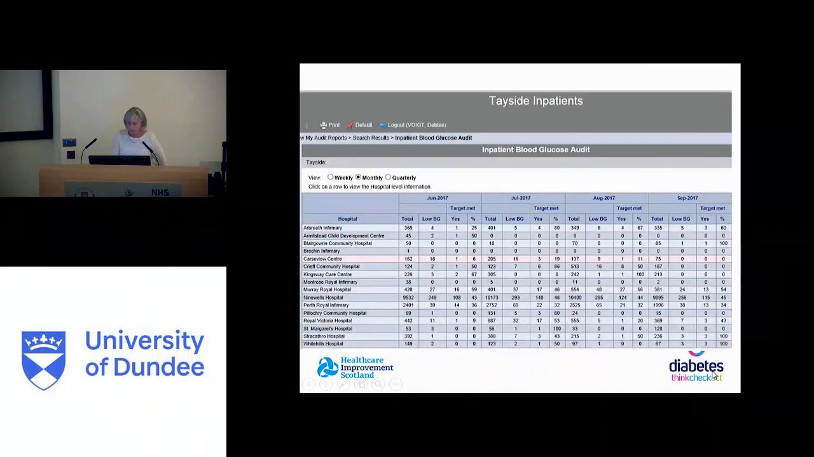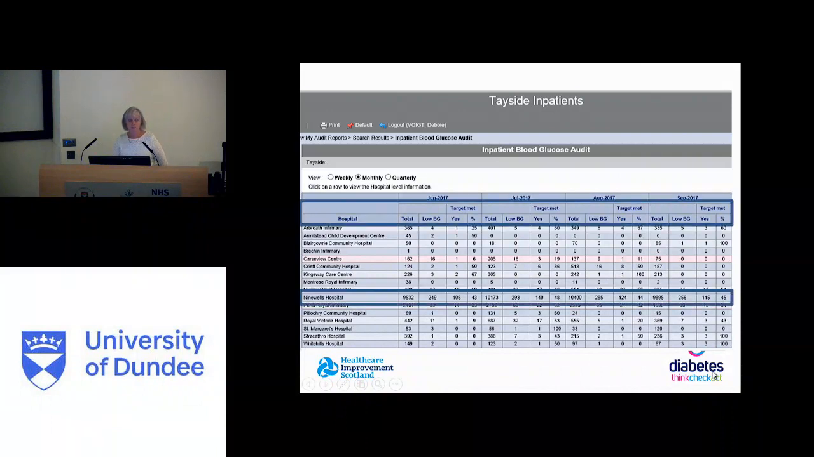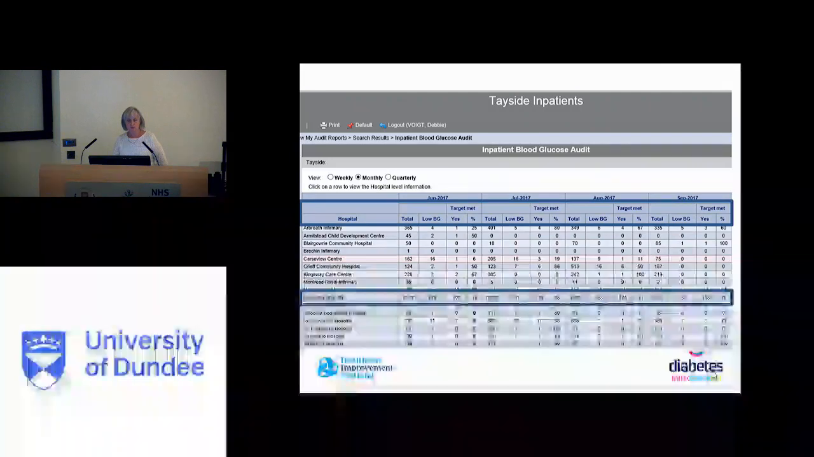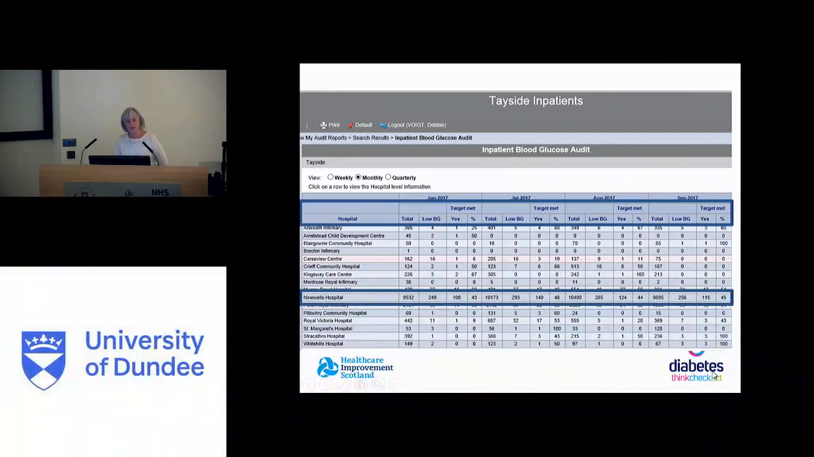If we look at our electronic systems with diabetes, we can now feed this information back to all wards, and this is the inpatient blood glucose audit for hypoglycemia. At the top, you've got the hospital, and June, July, August, September, looking at the total number of blood glucose levels done in a month, the number of episodes of low blood glucose levels, and the time to resolve a blood glucose level. We've been looking at a 1 hour marker.